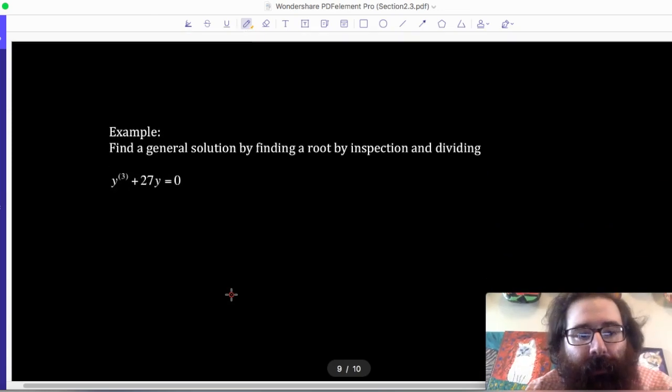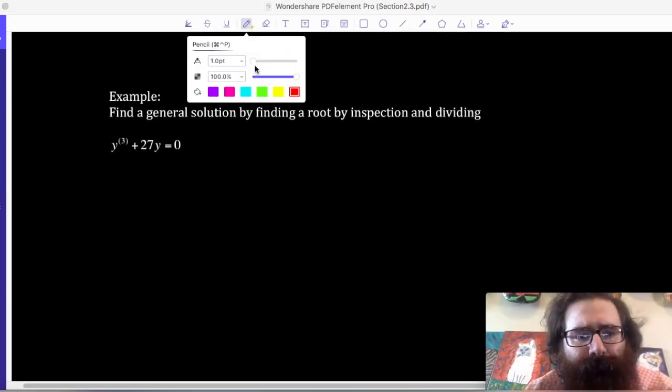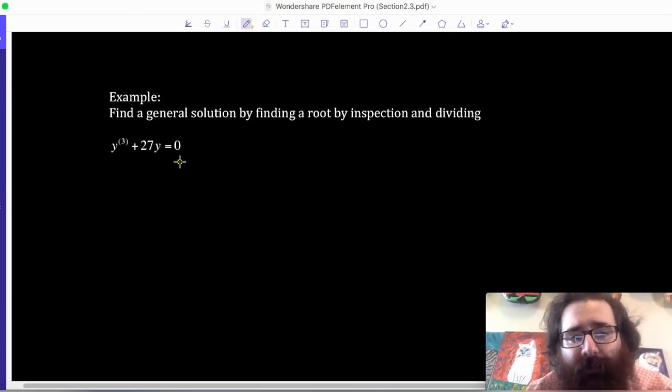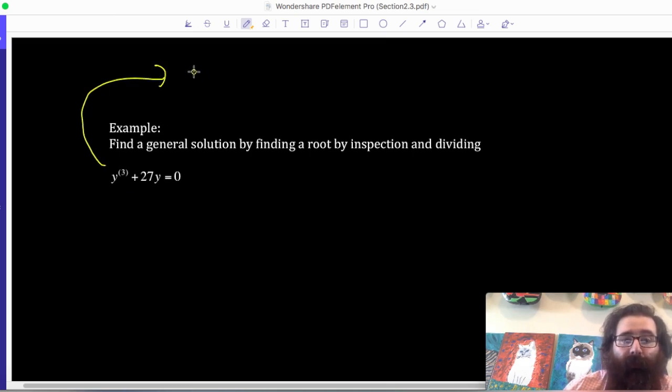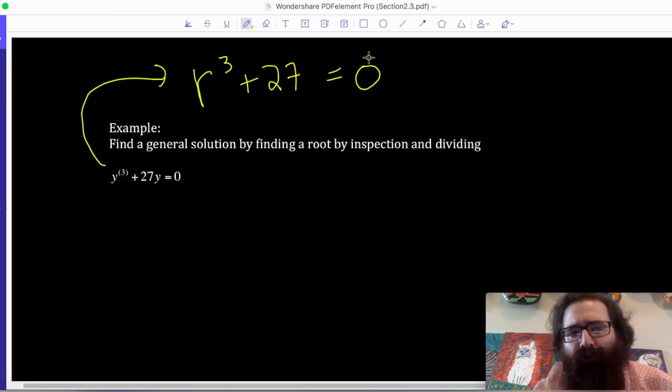Looks like just a couple left. Let's take a look at another one very similar. Find a root by inspection and dividing. Let's talk strategy here. Get that characteristic equation right away: r cubed plus 27. Remember, y, get rid of it. y prime is r, y double prime is r squared, y's third order derivative is r cubed. Pause the video, try to find a root by inspection.